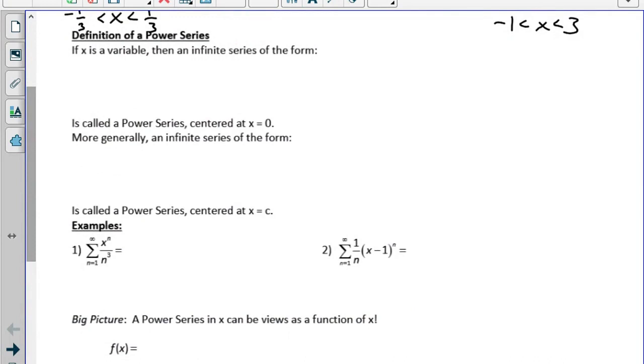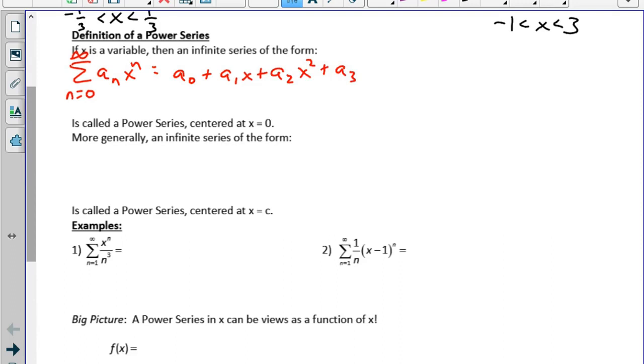So the definition of a power series: if x is a variable, then any infinite series that has this form, the sum from n equals 0 or n equals 1 or whatever to infinity of a sub n x to the n, which is equal to a sub 0 plus a sub 1x plus a sub 2x squared plus a sub 3x cubed plus a sub n x to the n, and then going on. If it's infinite, it'll go on forever. That is called a power series, and it's centered at x equals 0.